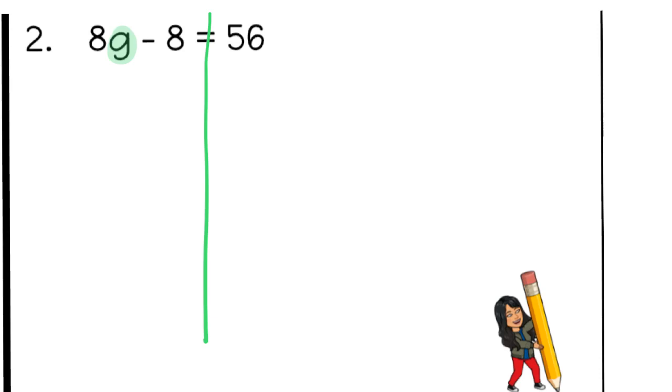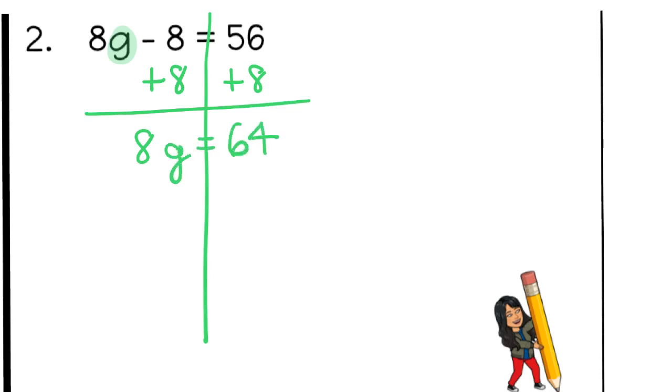My next step will be to figure out what I want to get rid of. It's the -8. The -8 belongs on the other side with the 56, so I am going to add 8 to both sides. This will give me 8g equals 64. I then hopefully know that 8g really means 8 times g.